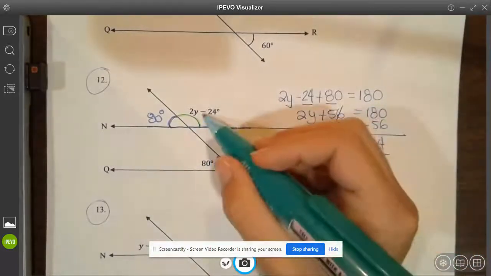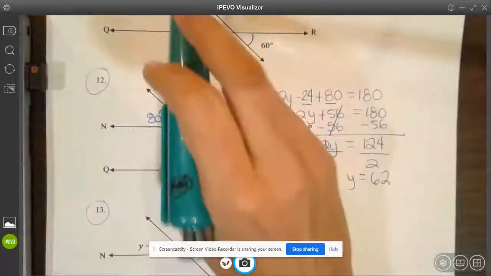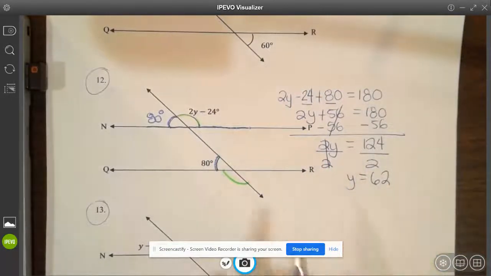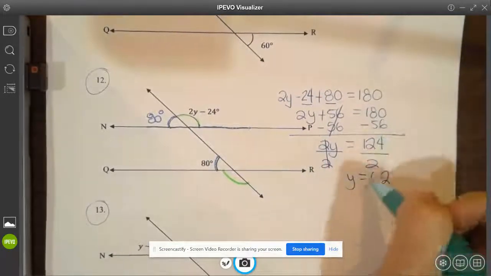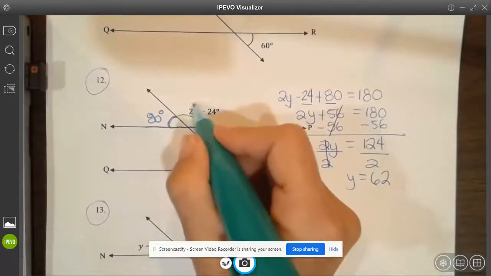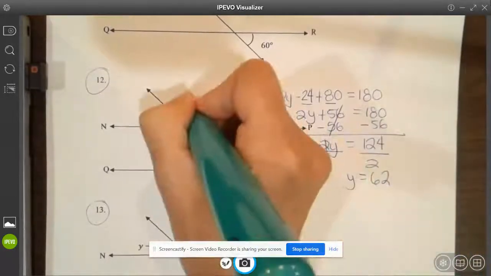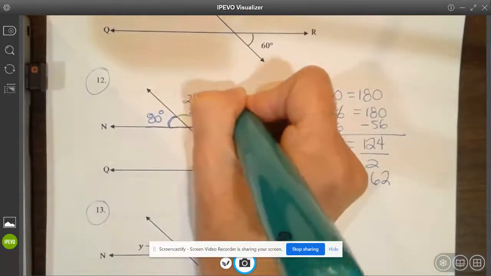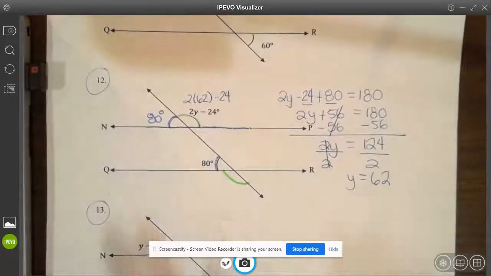And that is the value for y. Now, in the question, it says just to find the value of y. So that would be the value of y. Now, if they wanted the actual measurement, we would have to go back and substitute 62 for y to find that measurement. But they're not asking for that. They're just asking for the actual value of y.